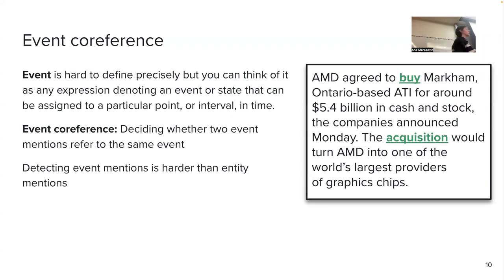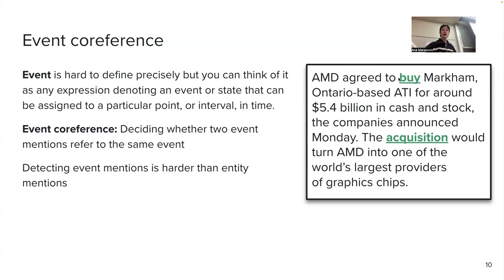If you want to annoy an NLPer, ask them to define what an event is, because there seems to be a massive disagreement about what constitutes an event. So it's hard to define precisely, but you can think of it as any expression denoting what you deem to be an event, like something happening, or a state that can be assigned to a particular point or interval in time.